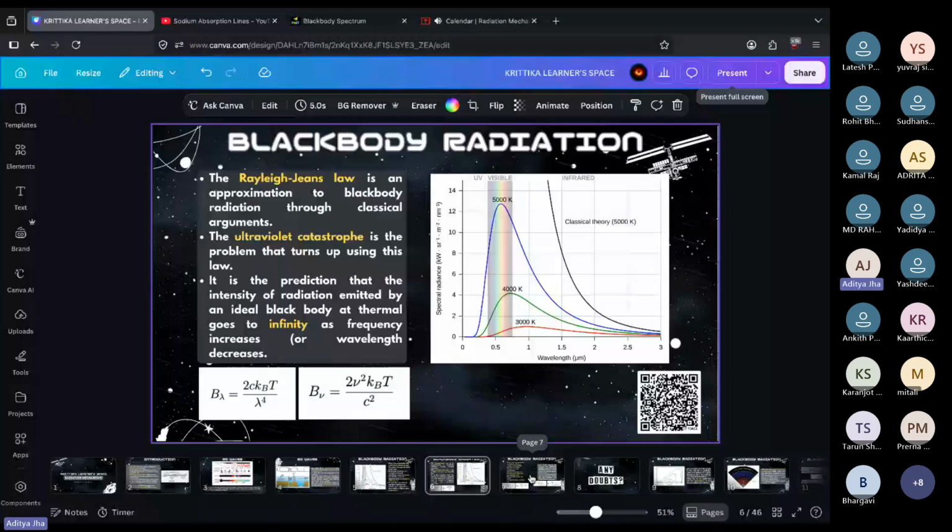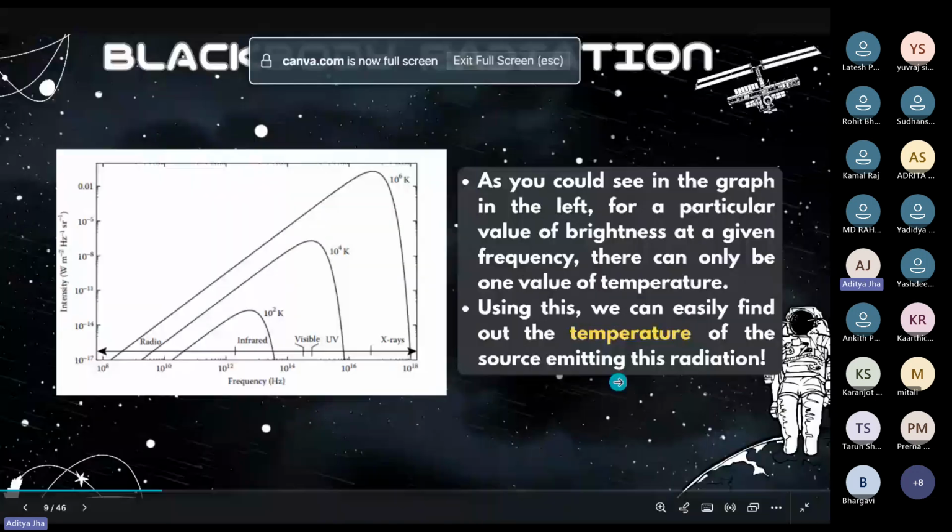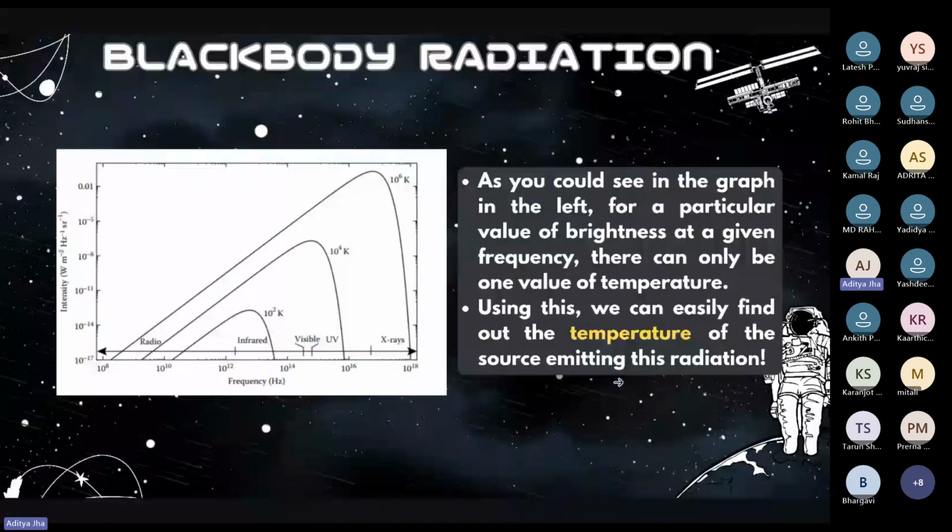Okay. So I'll move on. Another thing you can do with black body radiation is, as you can see in this graph, let's say that you're trying to study the spectrum of any star, and you get a particular value of intensity or brightness associated with a particular frequency. Like some frequency of light is giving this much intensity. So you can basically find out the value of the temperature of the source just using that.